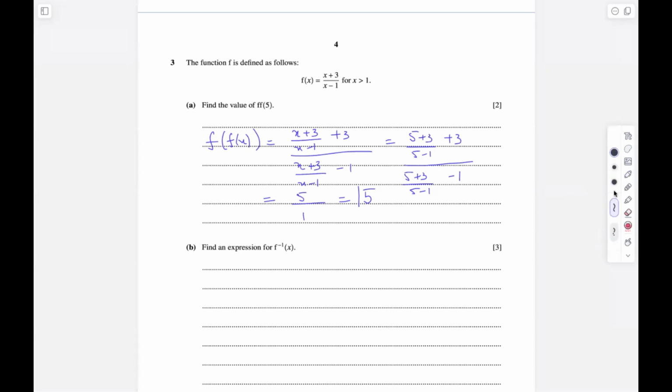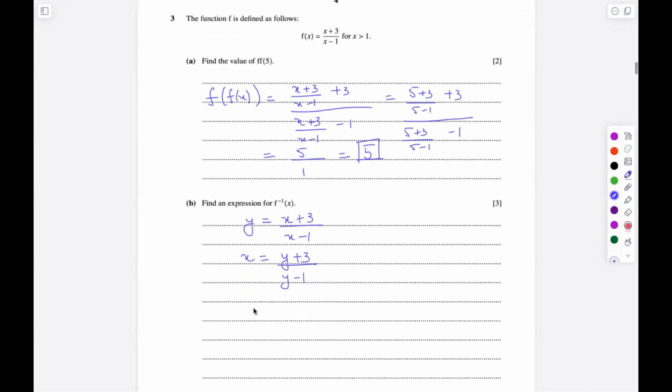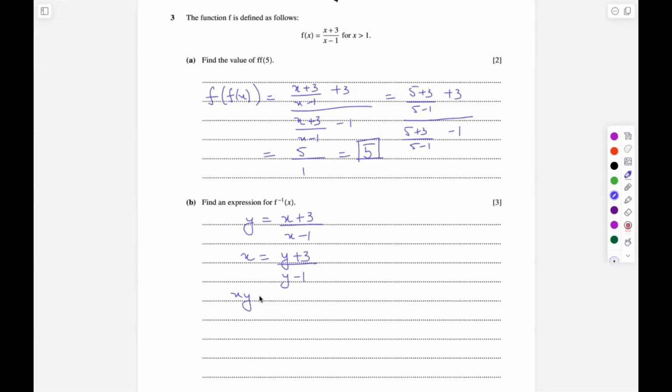Now in part C, it says that find an expression for f inverse of x. Now to find an expression for f inverse, first we'll write y in place of f of x. So this will become y equals x plus 3 upon x minus 1. Now exchanging the values of x and y, this will be x equals y plus 3 upon y minus 1. Cross multiplying, we'll get xy minus x is equal to y plus 3.